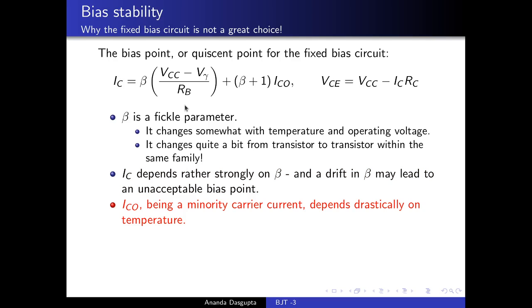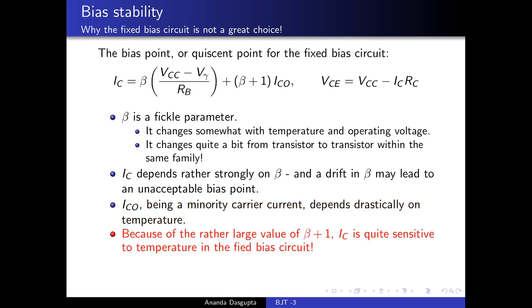As temperature changes, this factor here does change somewhat. As I said, beta does depend on temperature. So does V gamma in a way. But these two factors really pale in comparison when you come to this one. Here, ICO is a very rapidly changing function of temperature, though it's rather small. And because of the beta plus 1 factor sitting in front, IC is rather sensitive to temperature change.